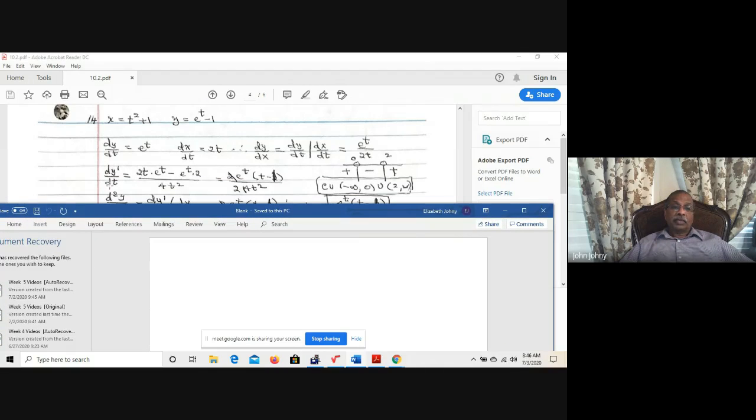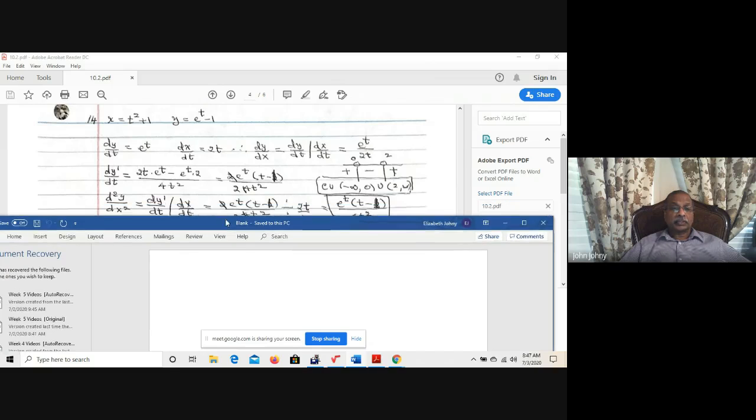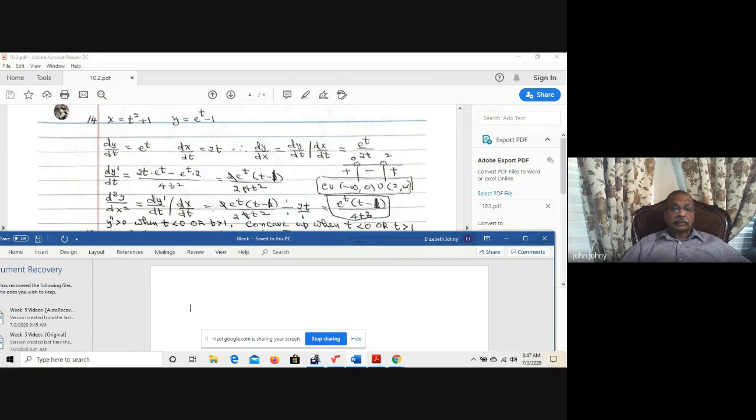dy prime over dt, apply the quotient rule: 2t times the derivative of the numerator, e to the t, minus e to the t times 2, whole divided by the square of the denominator, 4t squared. That is, pull out a 2 e to the t from the numerator, 2 e to the t times (t minus 1), divided by 4t squared. 2 goes into 4 2 times. And so that is equal to e to the t times (t minus 1) over 2t squared.